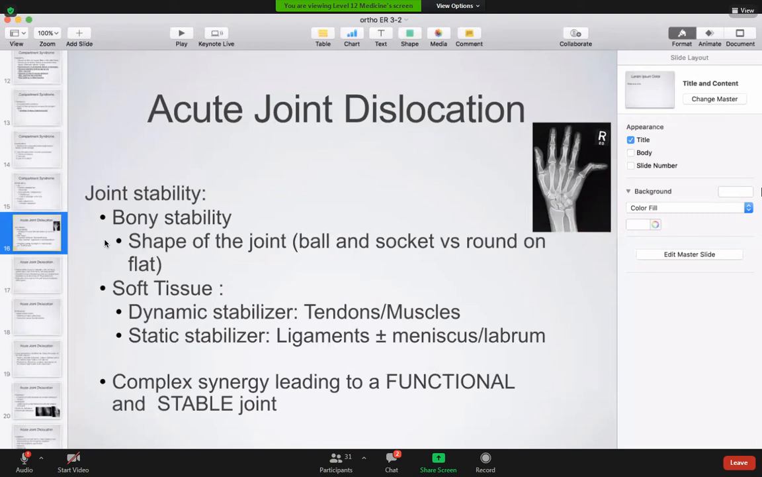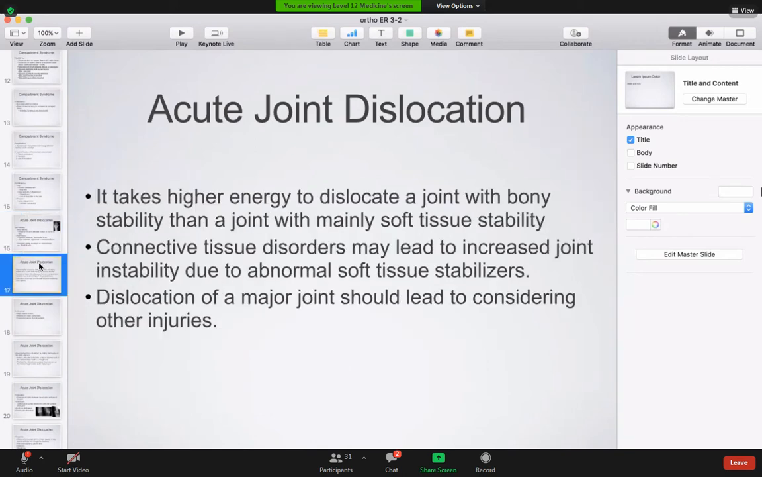There is usually complex synergy leading to functional stability of the joint. So not only the muscle, not only the bone, or only the ligaments, it should be a synergy effect of all of them. It takes higher energy to dislocate a joint with bony stability than a joint with mainly soft tissue stability. And remember the hip compared to the shoulder.